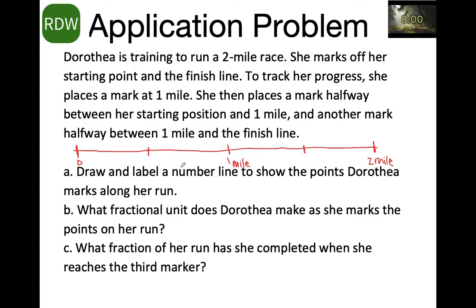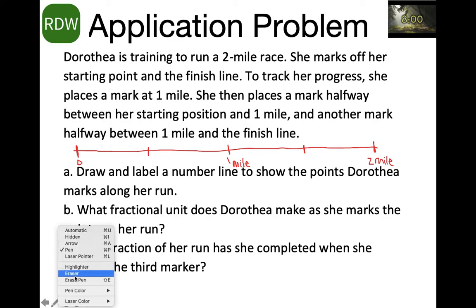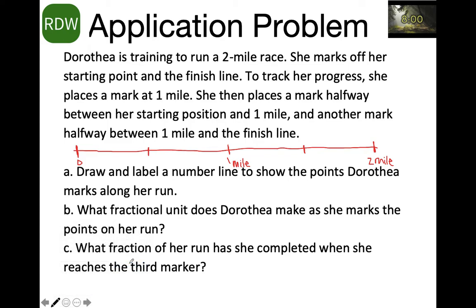Okay. Now, how many total equal parts do we have all together? I'm going to give you a moment to think about it. How many equal parts do we have to get to the end of her race? This is the finish. She has 1, 2, 3, 4. So we're talking about fourths. So her whole race is in fourths.